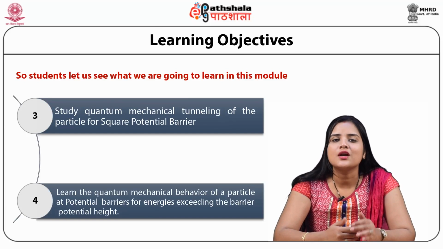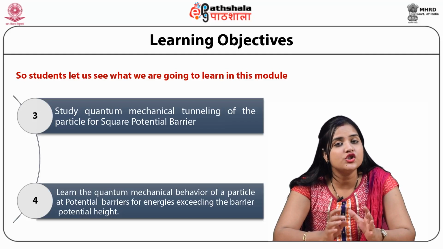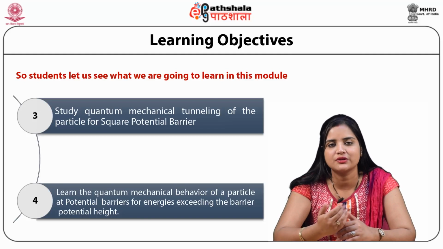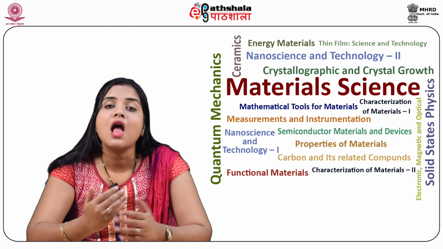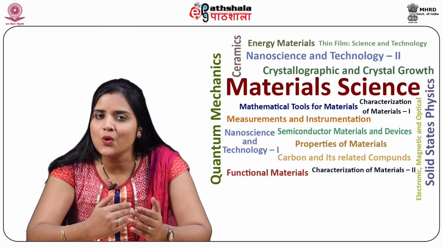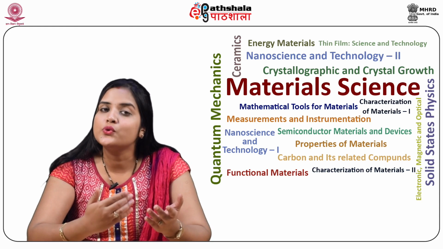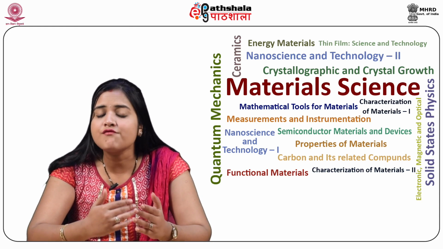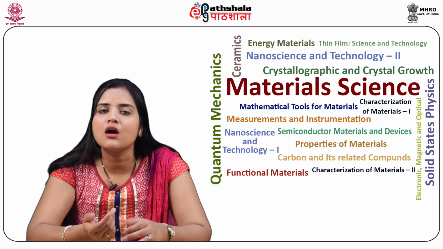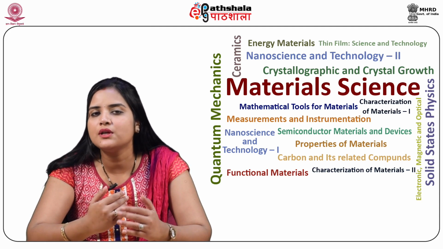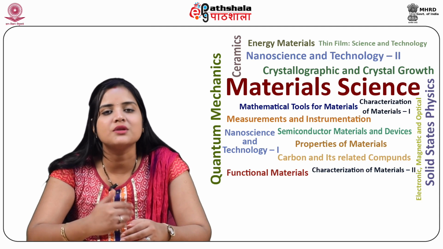Also, we will learn the quantum mechanical behavior of a particle at potential barriers for energies exceeding the barrier potential height. In continuation of the preceding module, here we consider the particle having energies E greater than 0, that is, non-localized states in the square well potential. Using the continuity conditions on the wave functions in different regions, we study a typical quantum mechanical phenomenon to estimate the non-zero probability of a particle incident on the potential well and getting reflected by it.